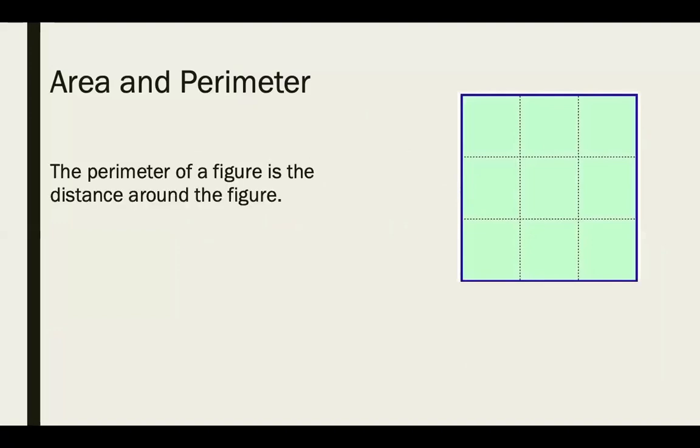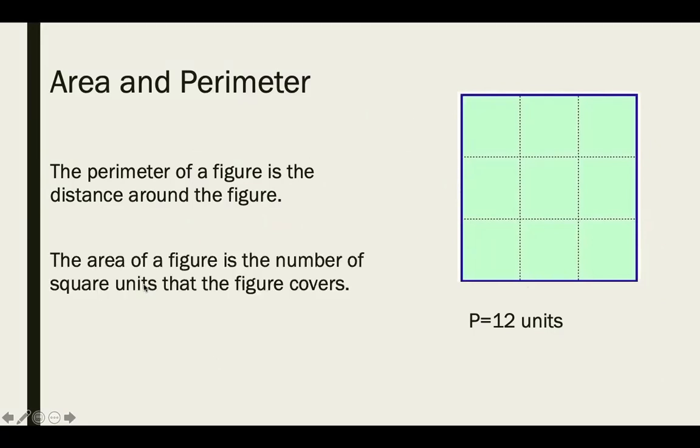So the perimeter is just the distance around a figure. In this case, we're looking at a square, 3 units by 3 units. There's 4 sides. Each one is 3 units long. So our perimeter would be 12 units, 3 plus 3 plus 3 plus 3. That's just a distance. Whereas the area is the number of square units that the figure covers.